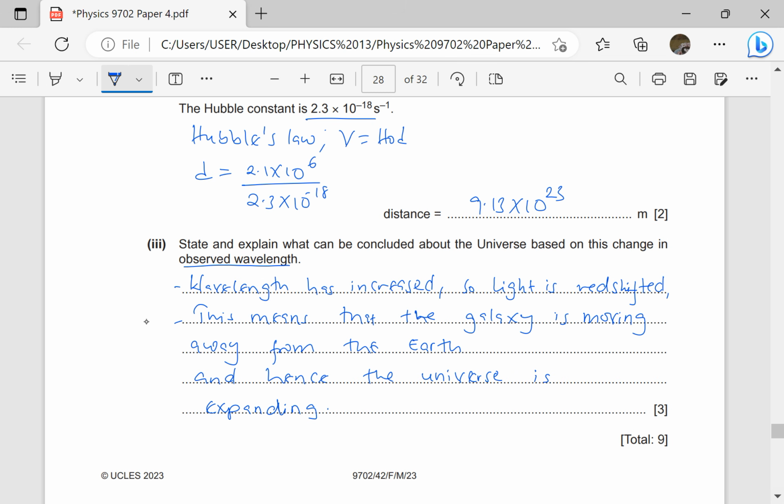So the wavelength has increased. We have seen in the laboratory it is 656.3, and outside it is 660.9. So the wavelength has increased, so light is redshifted. This means that the galaxy is moving away from the Earth, and if it is moving away, we can conclude that the universe is expanding.